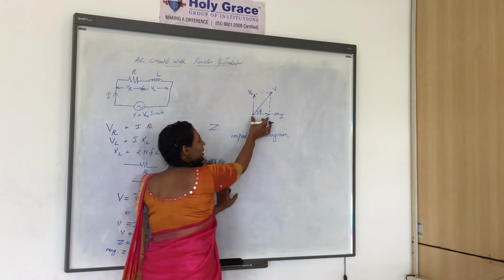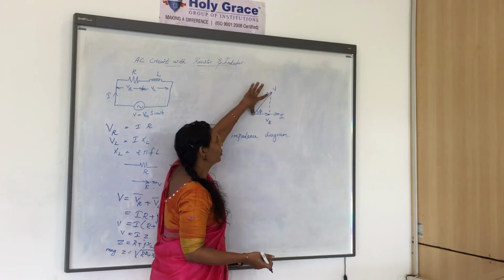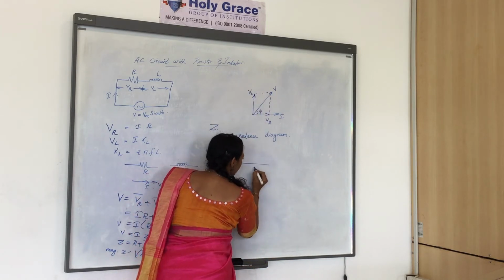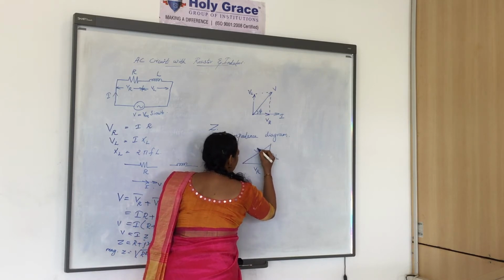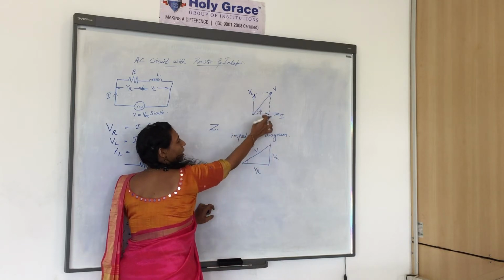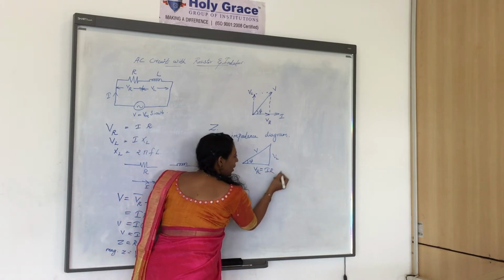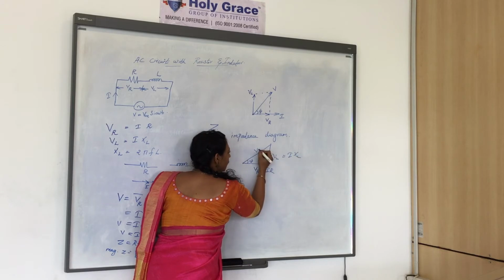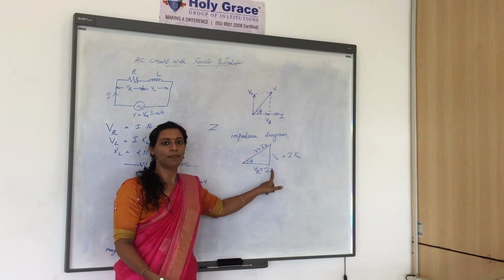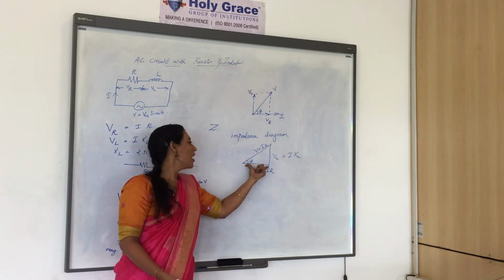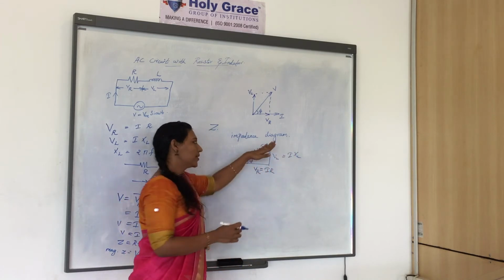Here it is a right angle triangle whose sides are VR, VL and hypotenuse V. The angle between V and VR is phi. Where VR is equal to I into R, VL equal to I into XL, V equal to I into Z. Here the I is the same for all components. Therefore, in short form, this is R, this is XL, and the hypotenuse is Z.